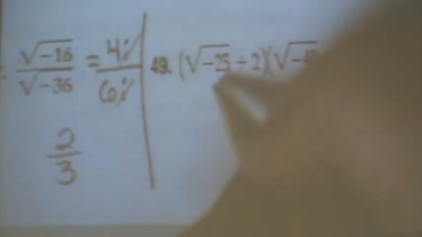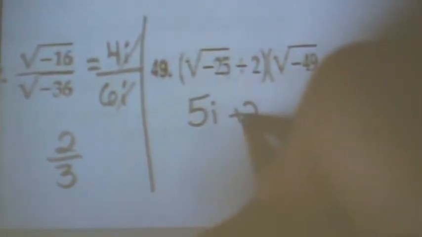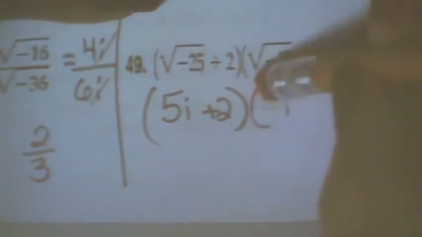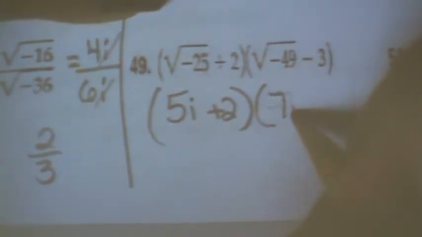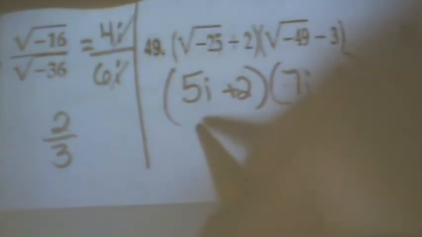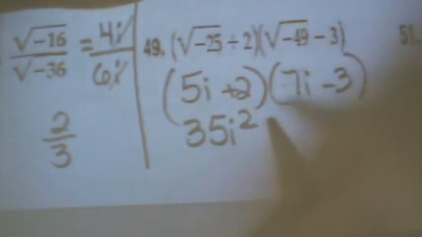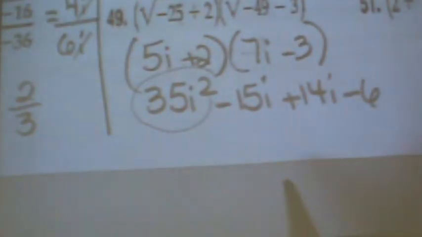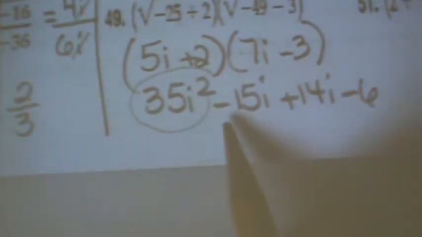49, this is 5i plus 2 times 7i, root 49 is 7i, minus 3. Now you're going to FOIL. 5i times 7i is 35i squared minus 15i plus 14i minus 6. This is really negative 35. And negative 35 minus 6 is negative 41, and this is negative i.